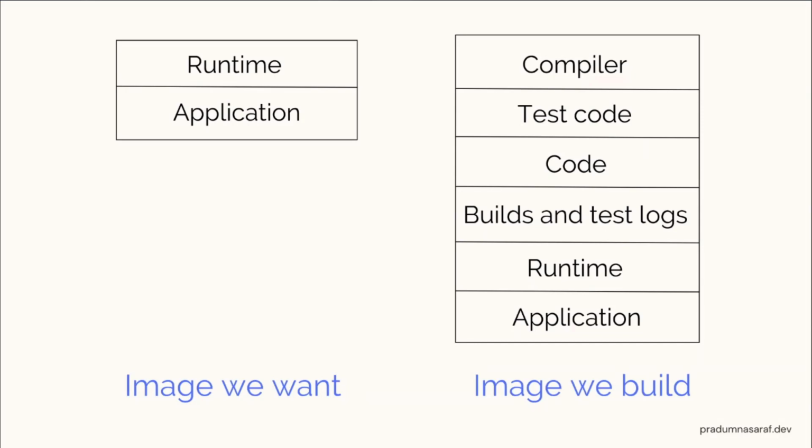If we are running an application, there is no need of a compiler. Why do we need a compiler in the actual application? Test code, we don't need the test cases when we are running an application in production. Actual source code, we don't need that if we have executables. Build and test logs, we don't need them while running the application. The only thing we need is the application and a runtime to run it. So this is a huge difference between the image we want and the image we build. Due to this extra code or extra elements, the image size gets so huge.